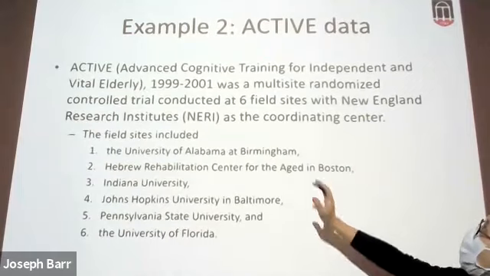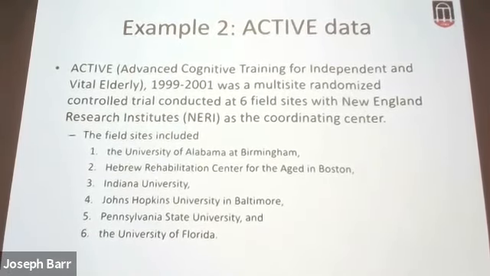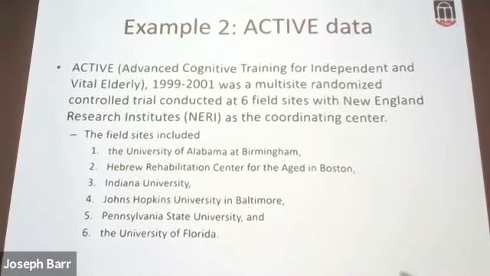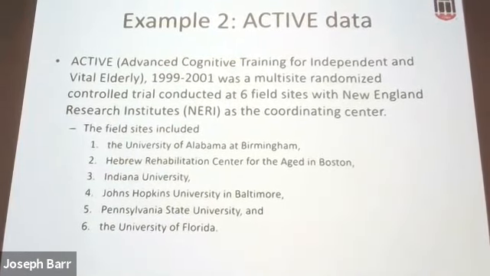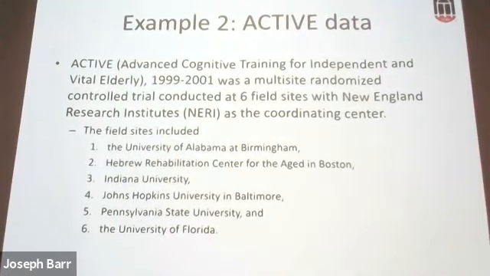Now let's look at another example. The data set is called ACTIVE data. It's short for Advanced Cognitive Training for Independent and Vital Elderly. It's quite old data, very traditional data. It was collected from a multi-site randomized controlled trial, and in total we have 6 sites.